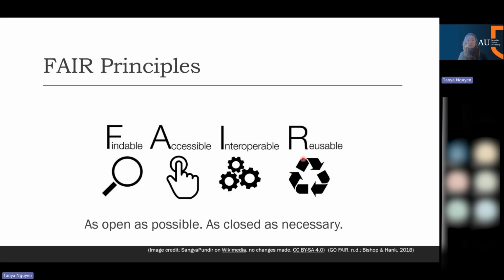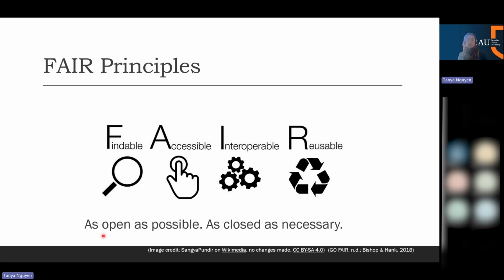And lastly, Reusable. This would, I would say, be the ultimate goal for FAIR, to make the data reusable. To achieve this goal, the metadata and the data should be well described so that they can be replicated and combined in different settings. So the usage permissions and provenance should be clear.